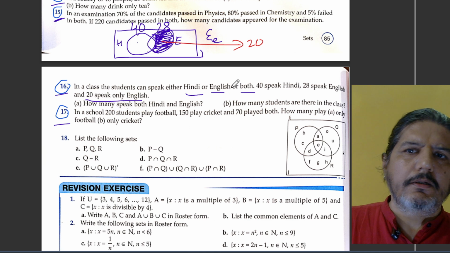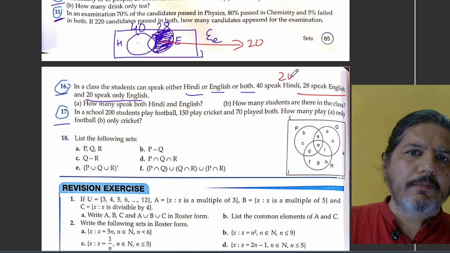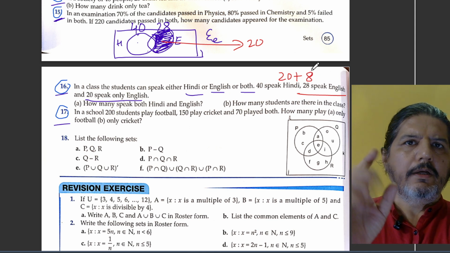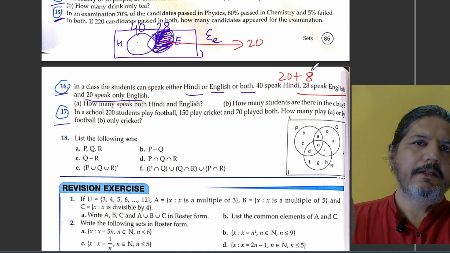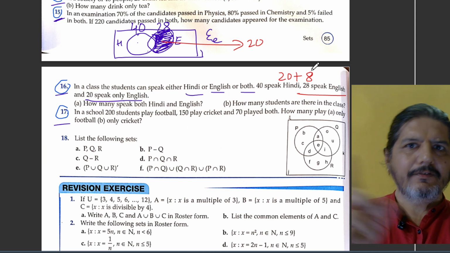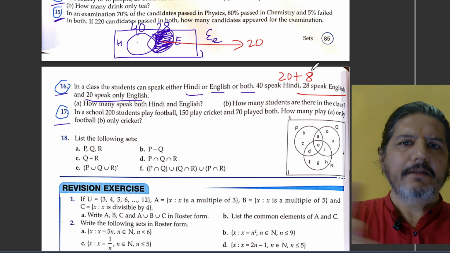So, for example, the 28 who speak English can be written as 20 plus 8. Why 20 plus 8? Because there are 20 people who exclusively speak English. They can't speak Hindi. But 8 people can speak both Hindi as well as English. And then the questions follow.